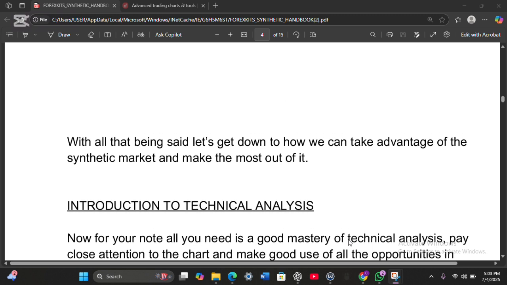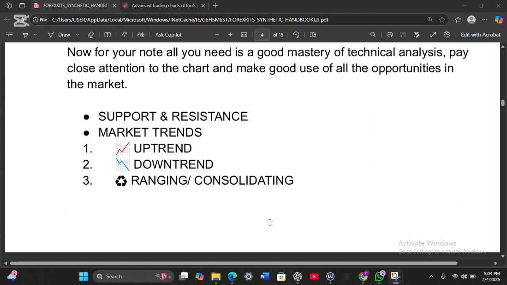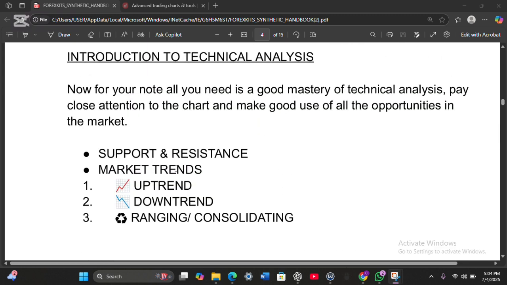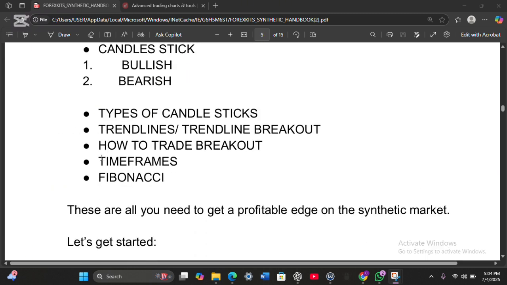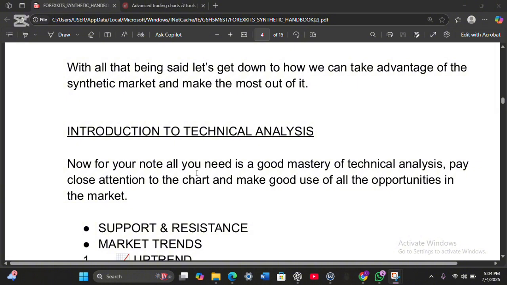Mind you, you need to master two things as a trader. The first one is technical analysis, and the second one is mental analysis, which is also the psychology aspect. We'll begin the class by introducing you to some technical analysis, like support and resistance, market trends, candlesticks, trend lines, chart patterns, and so on. For our next class, we'll start with the introduction to technical analysis, and we'll start with support and resistance.